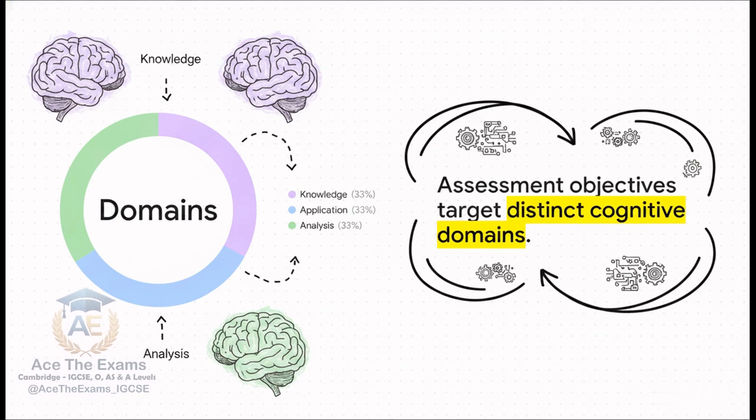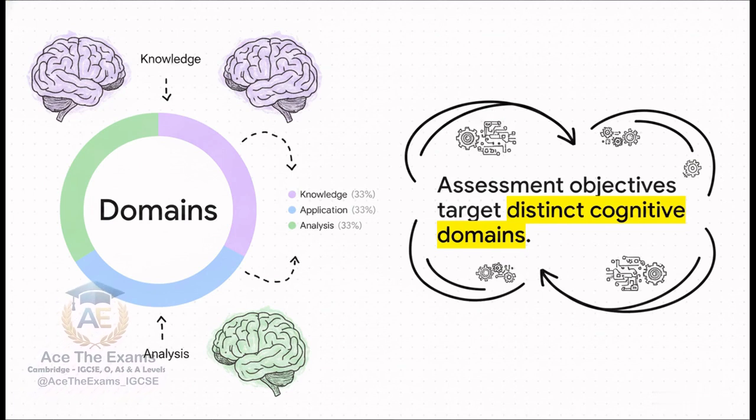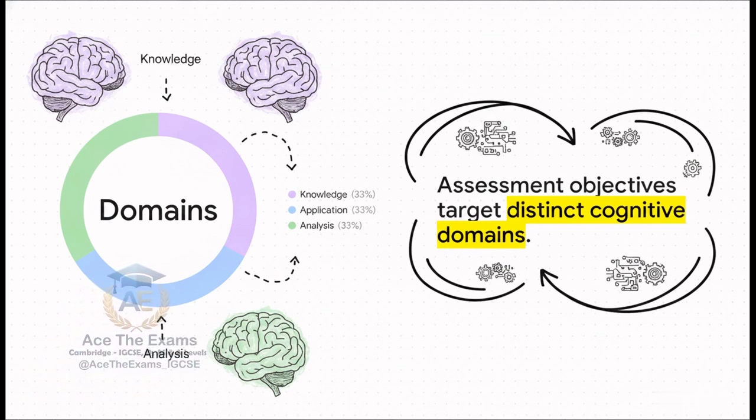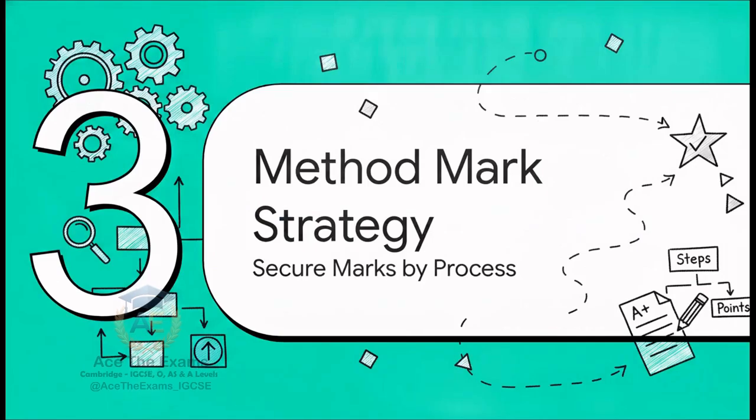If the command word is describe, you lean on knowledge. If it's evaluate, like Sam missed earlier, you must provide analysis and a conclusion. If you are only demonstrating knowledge when asked to evaluate, you are leaving 2/3 of your potential marks on the table. You have to show all three to get top marks. Let's move into Section 3, the method mark strategy, securing marks by process.